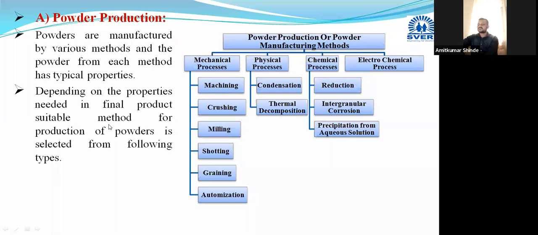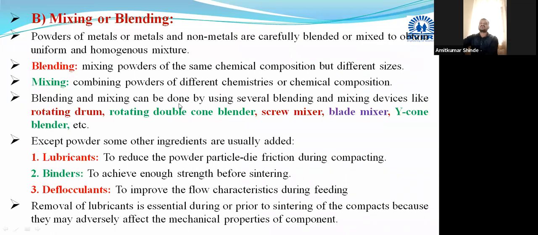After selecting suitable powders in the first stage, the second stage is mixing or blending. During this mixing or blending, whichever metal powders or metal and non-metal powders we are using, a uniform and homogeneous mixture is obtained.